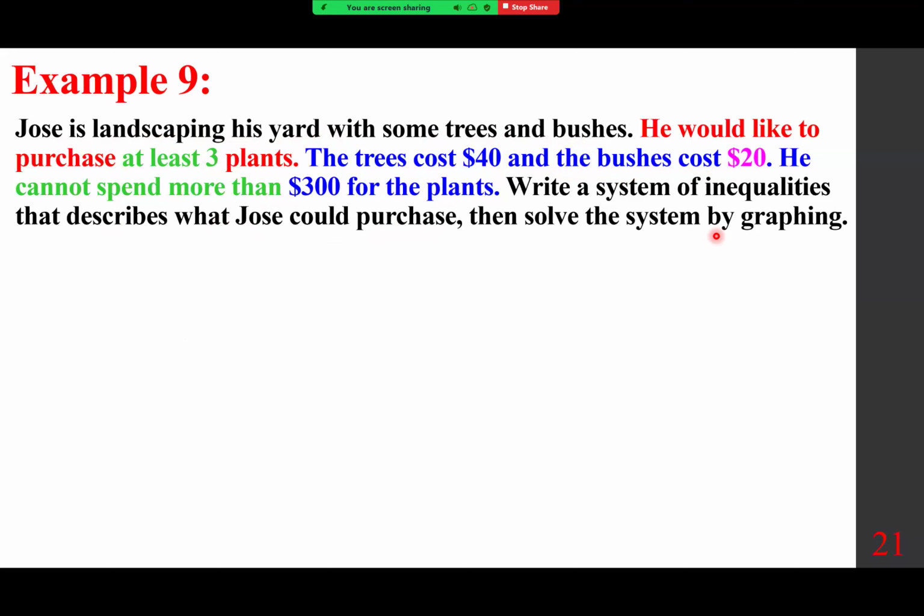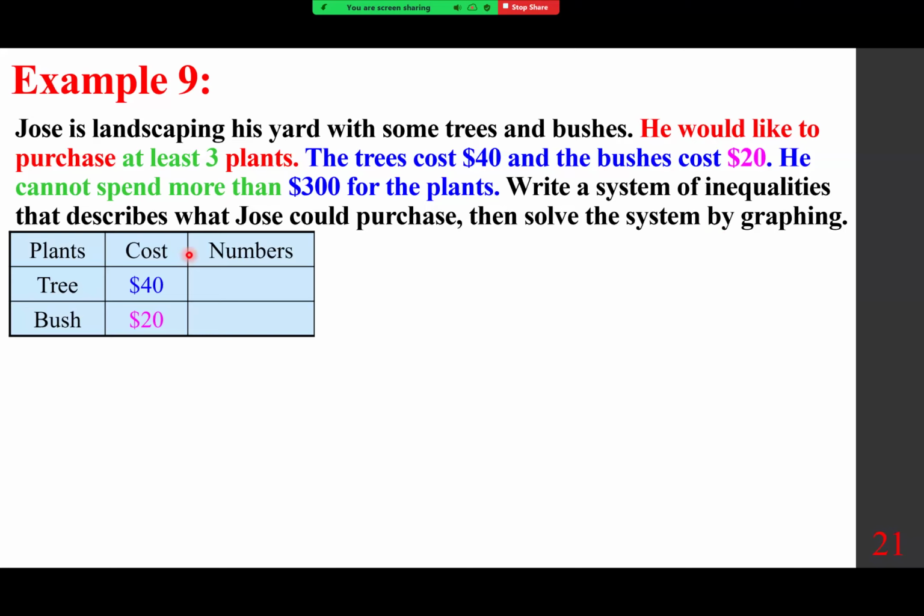So we have plants, we have tree and bush, and we have the cost. So we set up a table. Plants are tree and bushes. The cost for tree, $40, for any bush would be $20. How many of each do we need? I don't know. How about X here and Y here? The numbers X and Y.